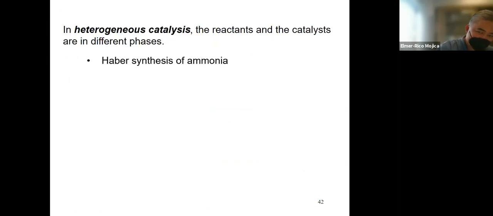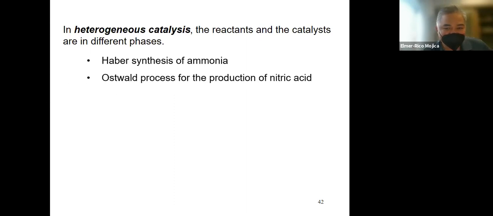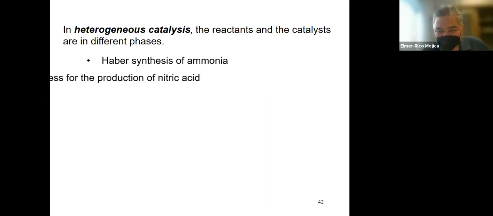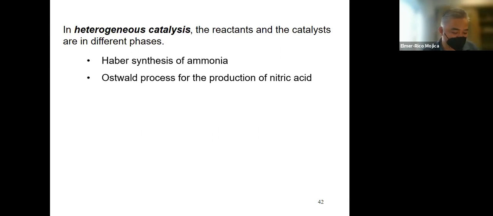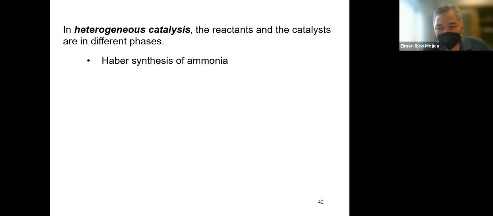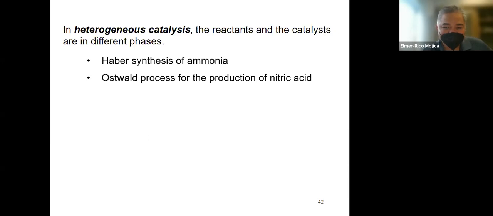So you can have a heterogeneous catalysis wherein the reactants and the catalysts are in different phases. They usually have this applied in industry. For example, the Haber synthesis of ammonia. They put some solid catalyst there, because in the Haber process you just mix hydrogen and nitrogen at high pressure and temperature. But what happened? They developed some solid catalyst to produce ammonia. And then you also have the production of nitric acid by the Ostwald process and the so-called catalytic converters.